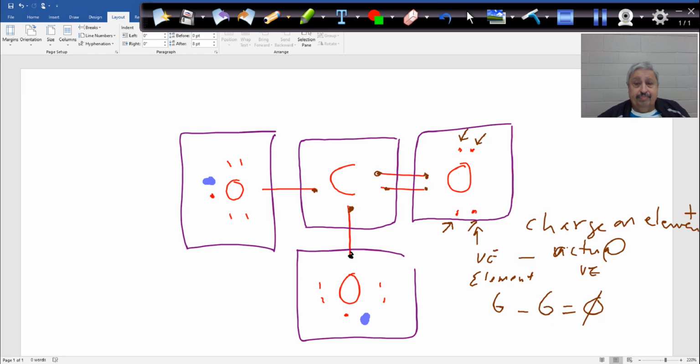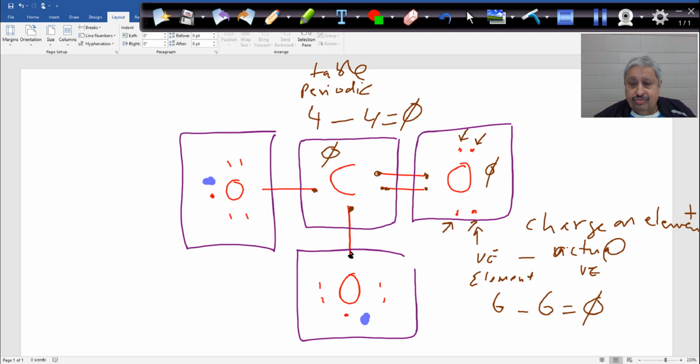How about carbon? The periodic table VEs is 4. Minus, how many on it? 1, 2, 4. 4 minus 4 is 0. So this one has 0 charge. This one has 0 charge.